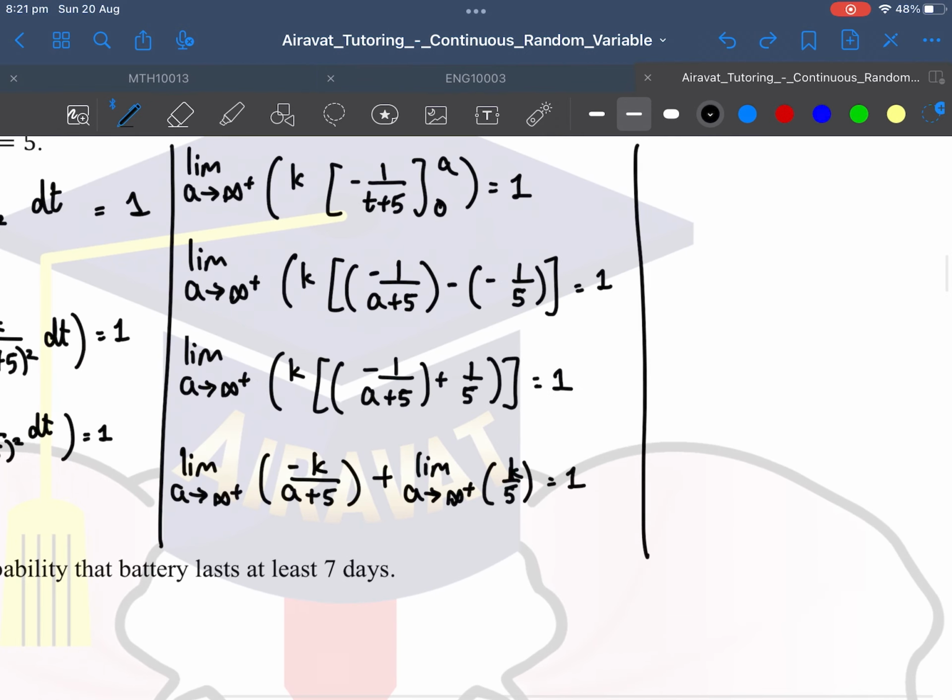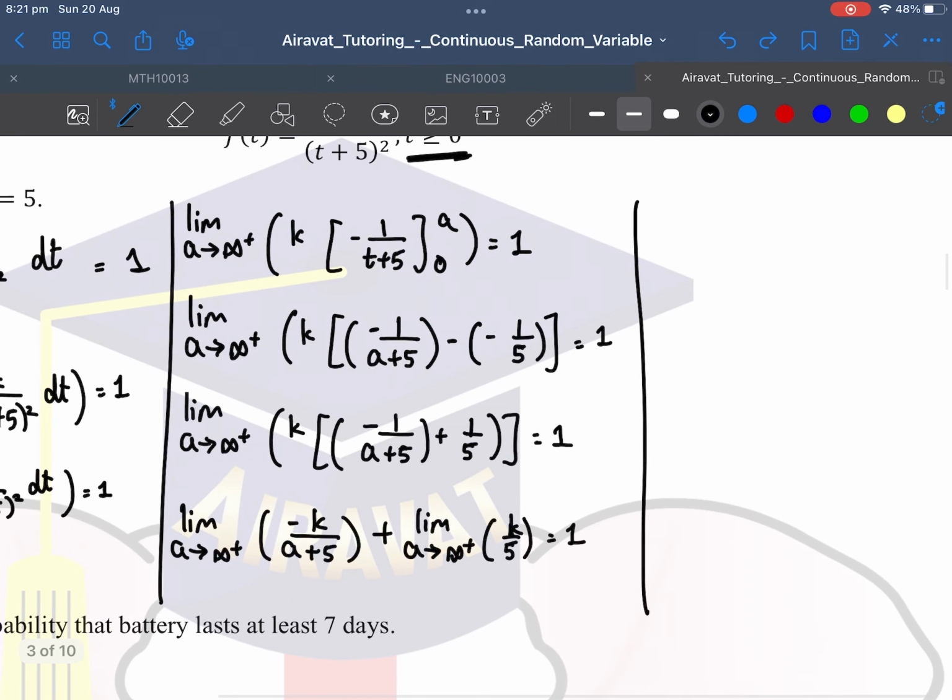Alright. Now let's focus on this fraction over here. The limit as a approaches positive infinity of -k over (a plus 5). Now what do you think this limit will evaluate to? What's our final answer if I were to evaluate this limit? It's going to be just 0. How is that 0, you ask? Very good question. Okay, I'll explain.